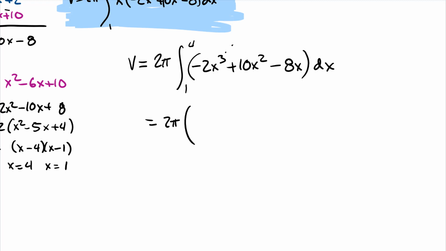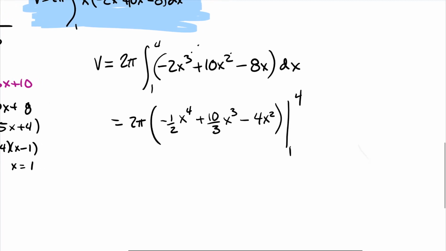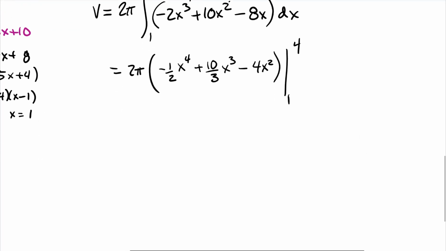So we're going to add 1 to this exponent. We're going to get 4, and then we're going to divide by that. Negative 2 divided by 4 is negative 1/2. We're going to add 1 to this exponent, so we're going to get 10 thirds. Oh, golly. Now we're going to add 1 to that exponent. It's going to become, what, 4x squared? We're going from 1 to 4. Oh, man, these numbers are going to get terrible. Oh, well, we can deal with it.